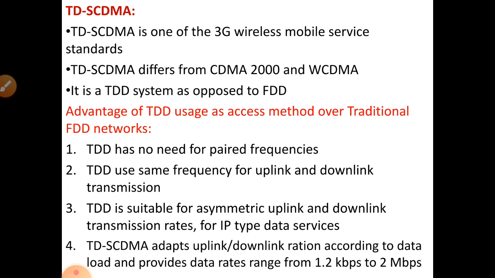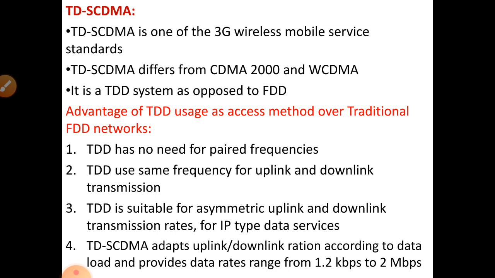WCDMA stands for wideband code division multiple access. This wideband code division multiple access is a third generation standard. It employs two types of access method: direct sequence code division multiple access as well as the FDD method, that is the frequency division duplexing method. This WCDMA will provide high speed towards the network.